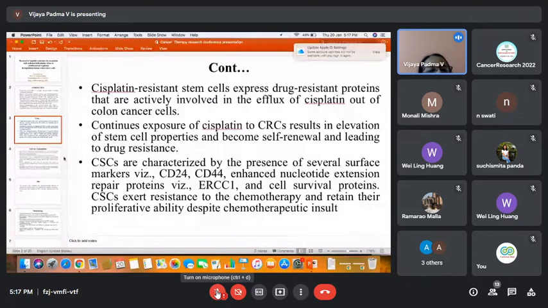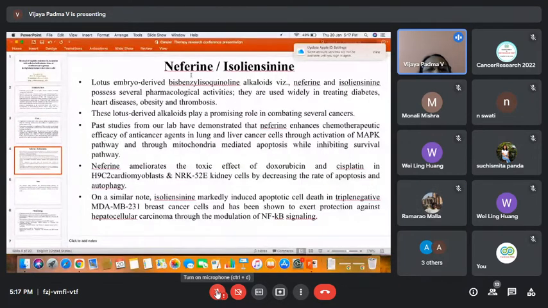So there is a need for alternative therapy. Here we tried using neferine and isoliensinine.